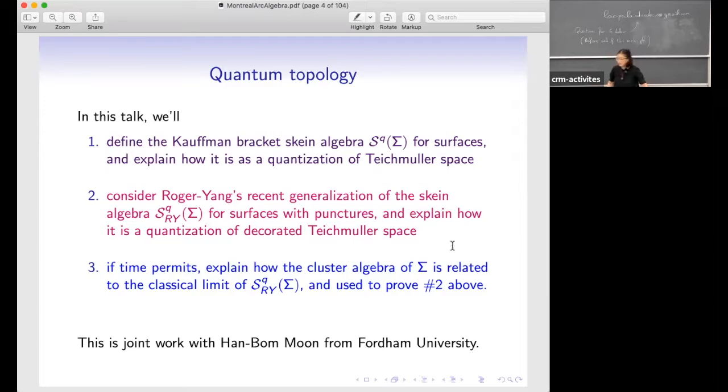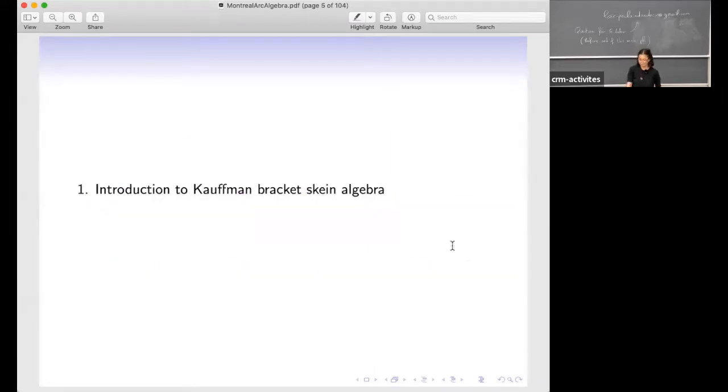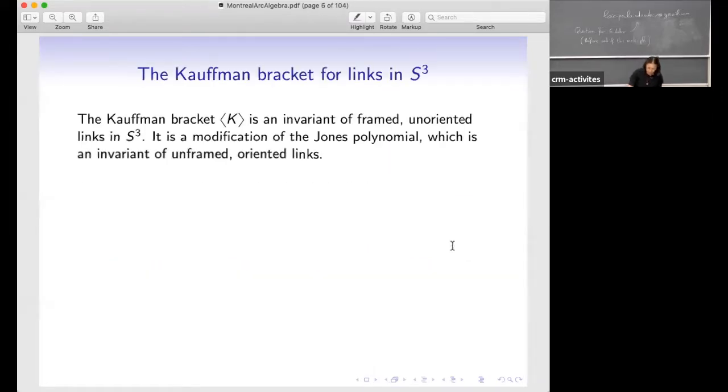I should point out that this is joint work with Han-Bom Moon, who's an algebraic geometer, and it's been very enlightening working with him. Okay, introduction to the Kauffman bracket skein algebra. I didn't know what the background of the audience was, so I decided to go way back.